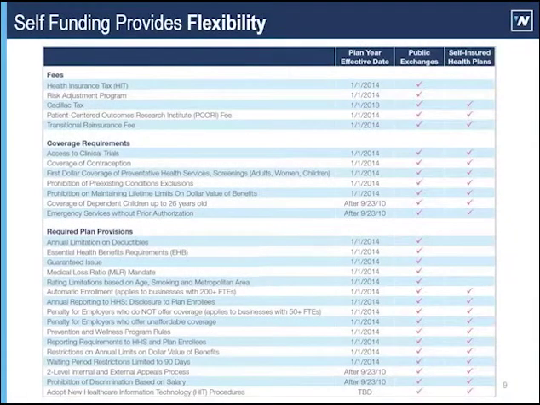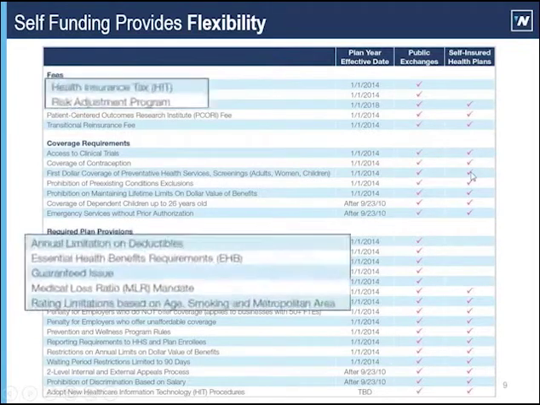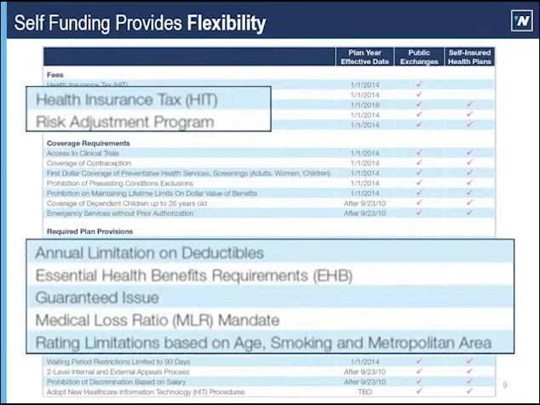Now this is WellNet's overview of all of the major aspects of the Affordable Care Act, which we pulled out of those thousands of pages of legislation. And then we're showing you, did it affect exchange-based plans or fully insured plans, and do they affect self-funded plans? And there's certain ones that do not affect self-funded plans. I'm going to touch on three of these.